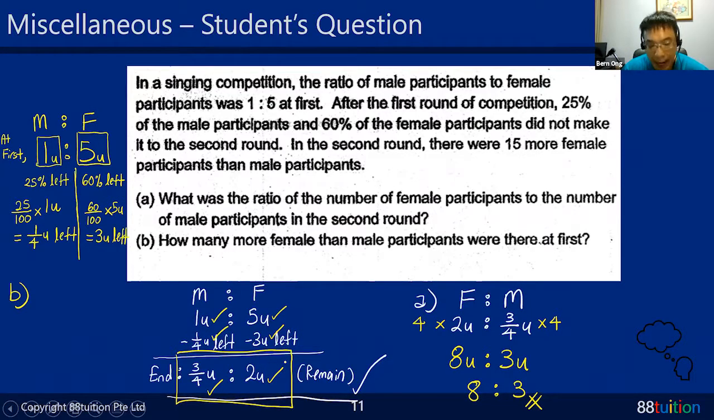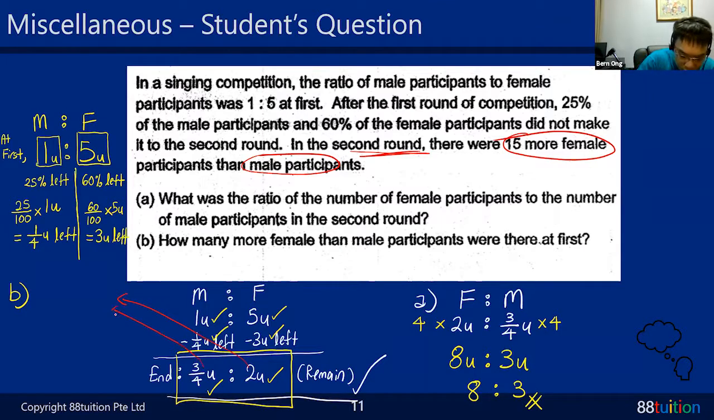And the question say, how many more female than male were there? There's another clue. What's the clue? The clue says that there are 15 more female than male at the end of the second round. Correct or not? So what is the differences here? We have 2 units here. We have 3/4 units here. All right. So 2 units minus 3/4 units is the differences. The female got more than the male. 2 minus 3/4, that will give you a 1 1/4 unit.